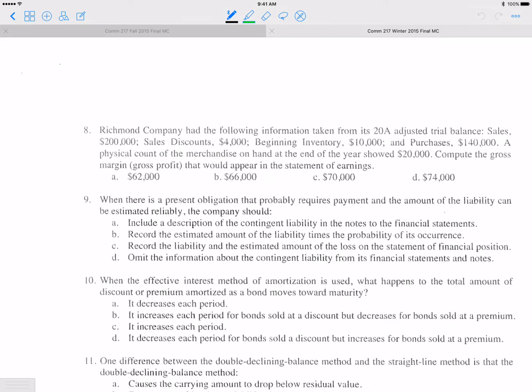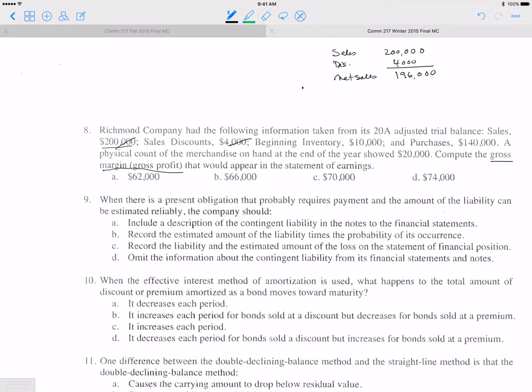Okay, so this question simply tests your ability to understand how gross margin is computed, how we arrive at that number on this statement of earnings. You just have to create a little income statement. So let's go. We have sales, $200,000. Sales discounts, $4,000. So this is net sales, $196,000.